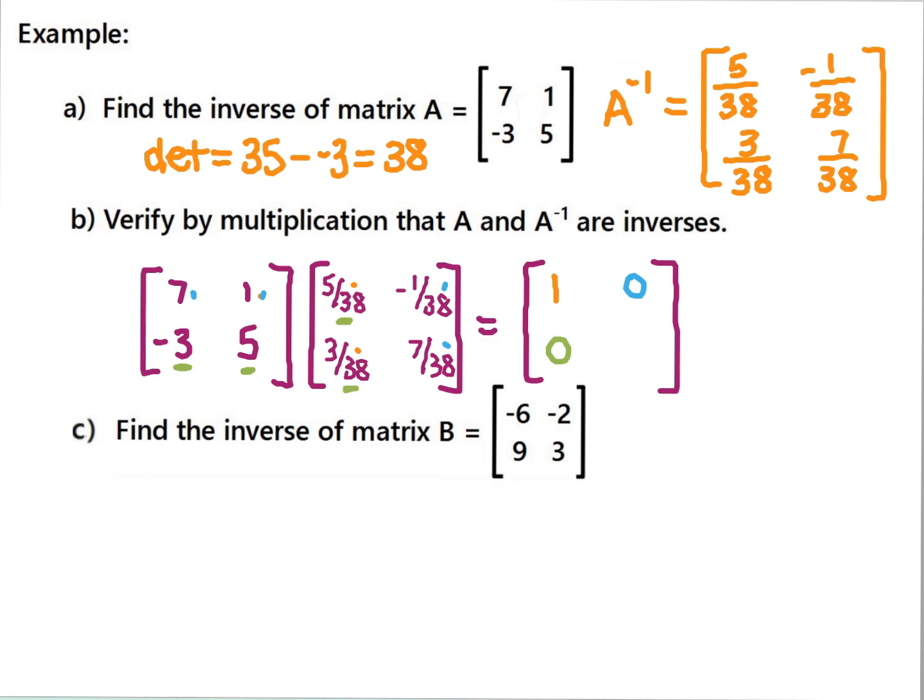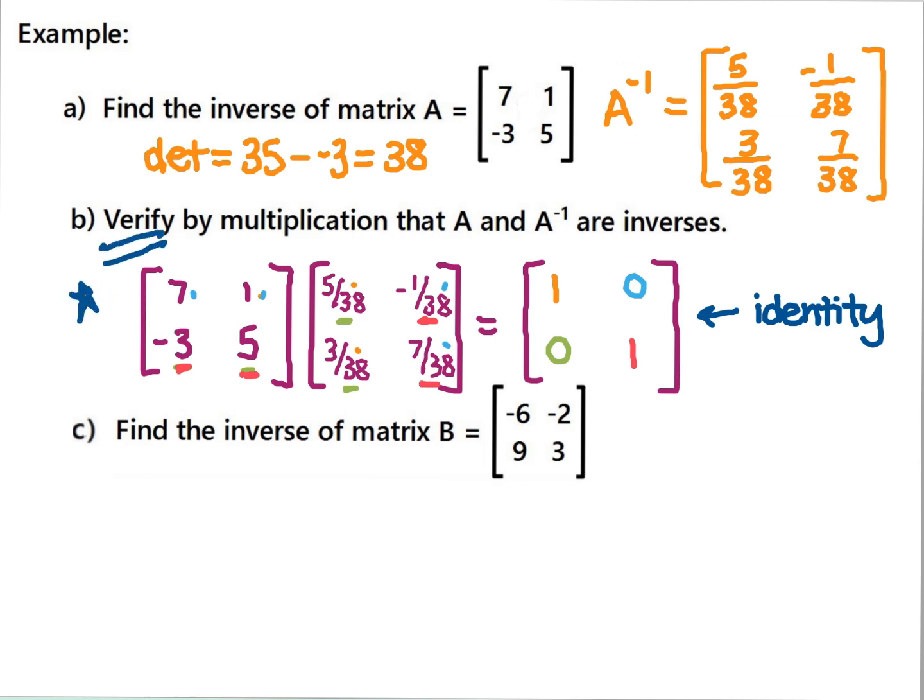That's nothing. And bottom row times second column, negative 3 times negative 1 is 3. 5 times 7 is 35. 3 plus 35, 38 over 38 is 1. And what did we find out? That's the identity. And two inverses should always cancel each other out and make 1. They should multiply to make the identity. So we did it. We verified.